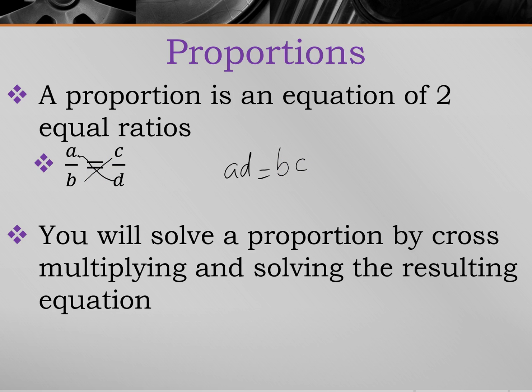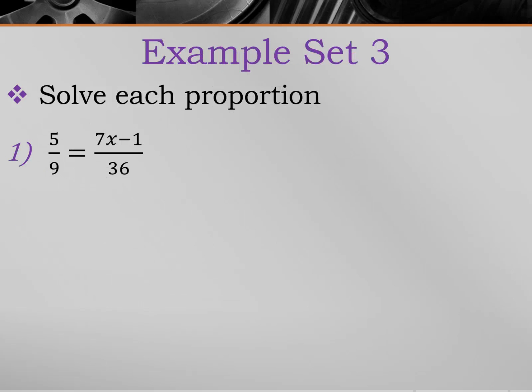So once we have our equation now, our products equal to each other, we're going to rearrange the equation to get the variable on the one side, the constants on the other side. The exact same way we would solve really any other problem. So we have this problem. So we want to solve this proportion. 5 over 9 equals 7x minus 1 over 36.